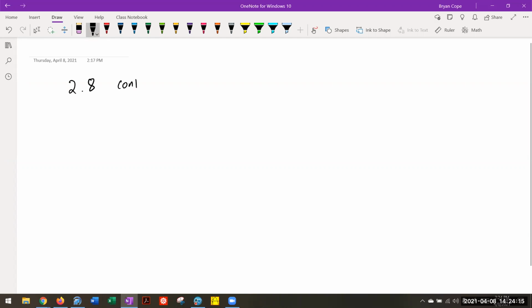2.8 continued. All right, very good. Okay, let's define a basis. So we know what a subspace is. What's a basis? So here's the formal definition, and I'll unpack that a little bit more.